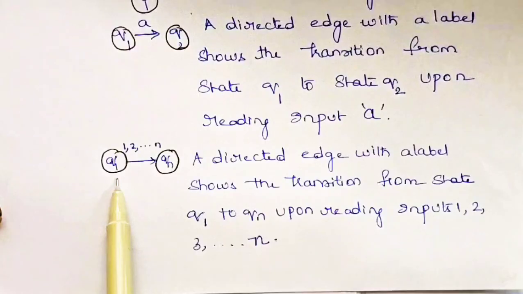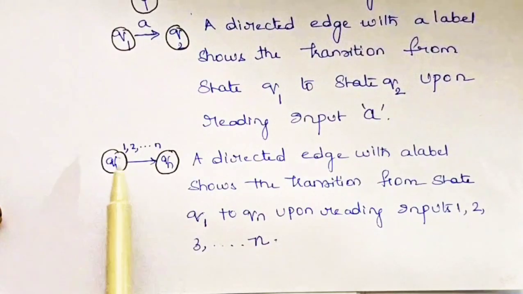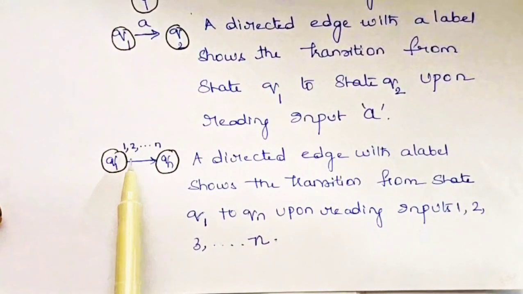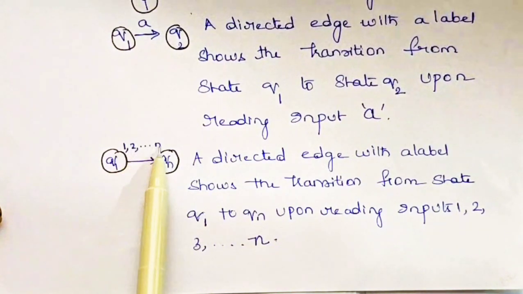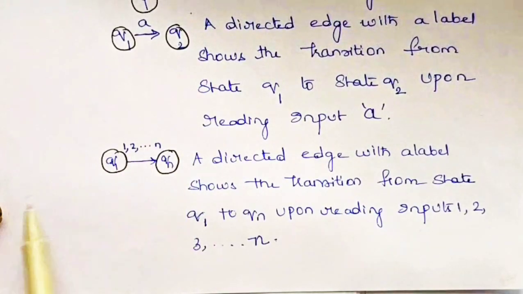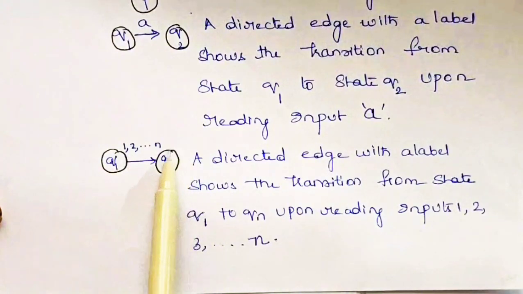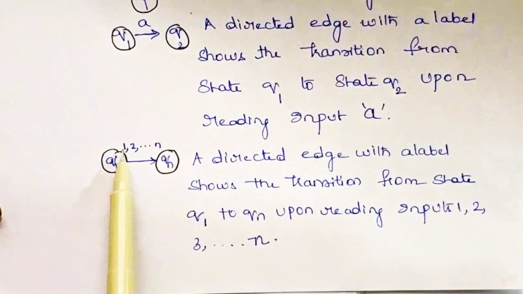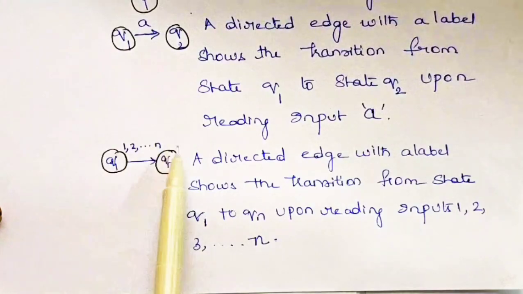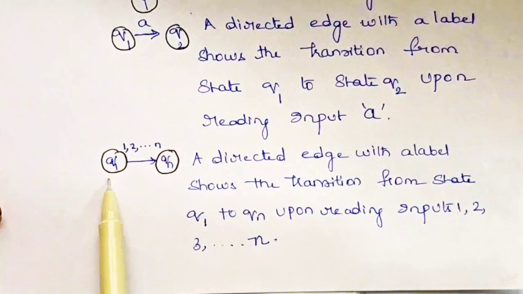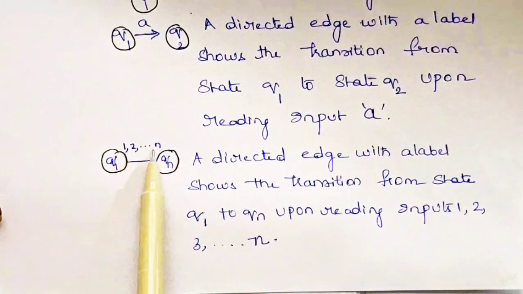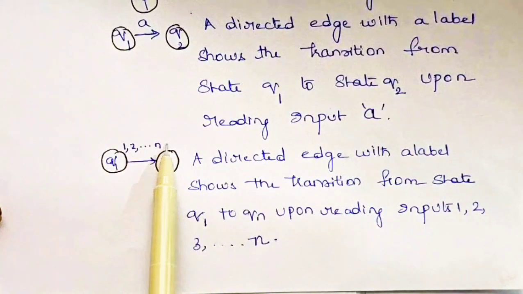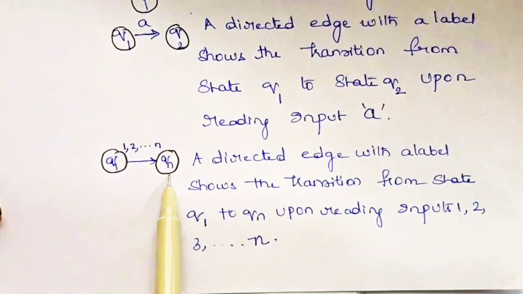Here, we consider the set of transitions between the transition state Q1, with the labeled edge as 1, 2, and so on till n, and the next state as Qn, such that the directed edge with the label shows the transition from state Q1 to Qn upon reading an input 1, 2, and so on till n. It means that the finite automata from the state Q1 upon reading n number of input alphabets through the intermediate states will reach the state Qn and halts the input processing.